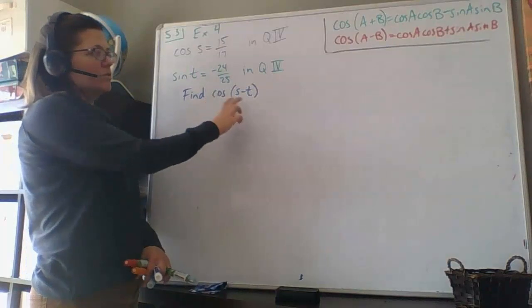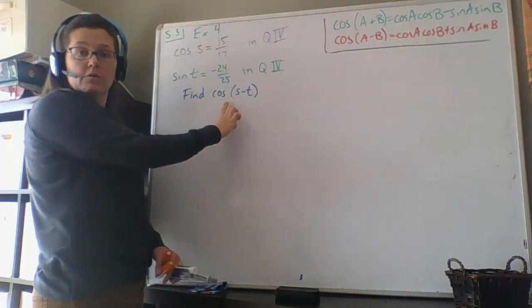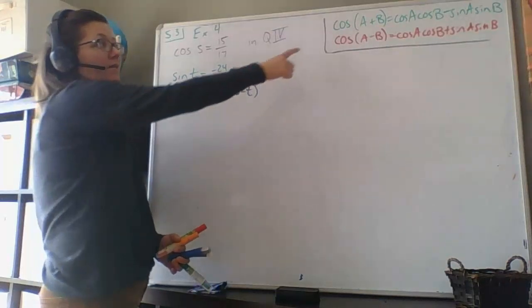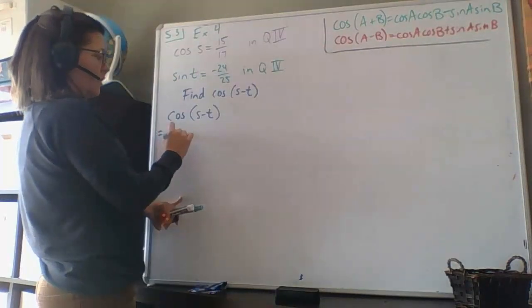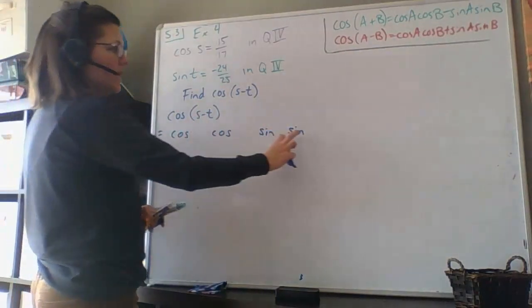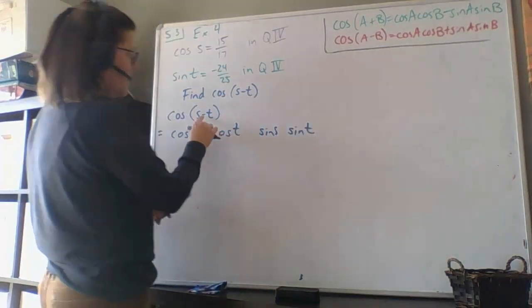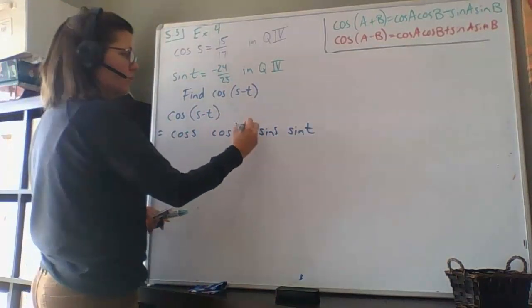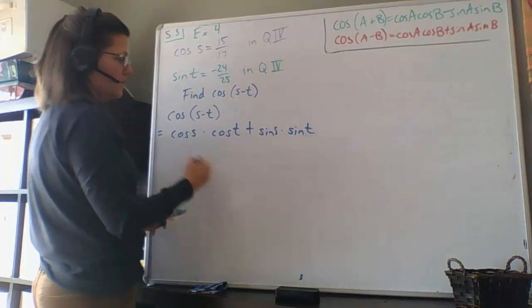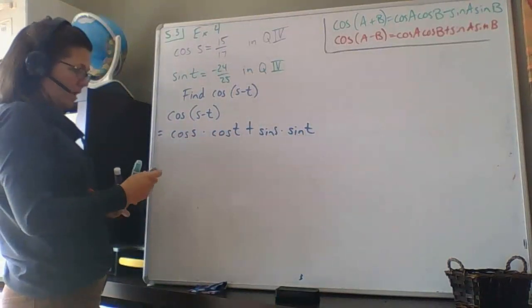So because we have subtraction inside the cosine, we're going to need the cosine of A minus B formula. So we have cosine, cosine, sine, sine, and S and T will stay in the same order. And then because it's a minus here, this will be a plus. And this is multiplication in between the two.